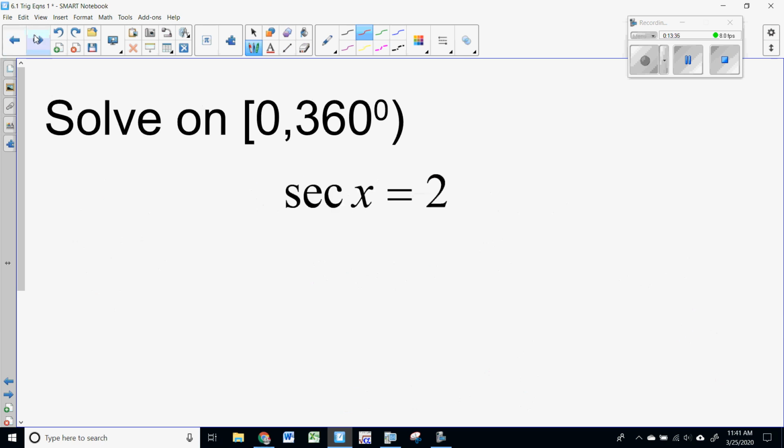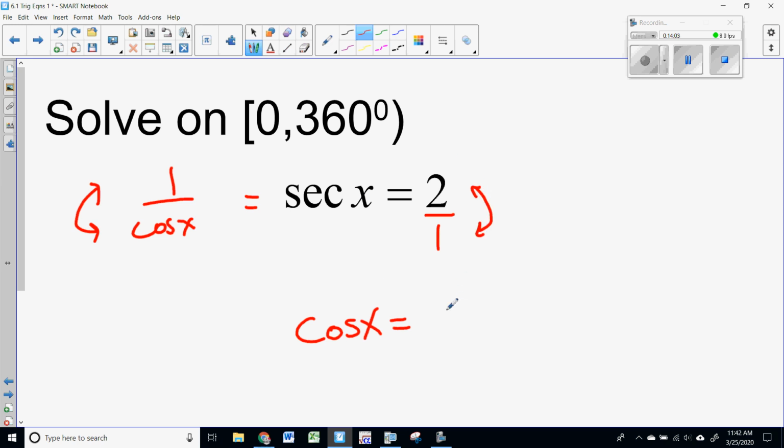The last thing we want to look at is if you end up with something like secant or cosecant or cotangent. What you want to do is think about that this secant is equal to 1 over cosine. So you want to convert this back to cosine. And so if you flip 1 over cosine and you flip that over to just get cosine, you're going to take the other side and flip it over to get 1/2. And so now you end up with just cosine of 1/2, which would be 60 and 300.